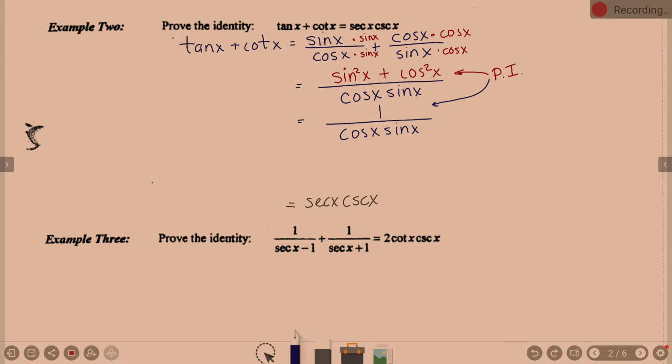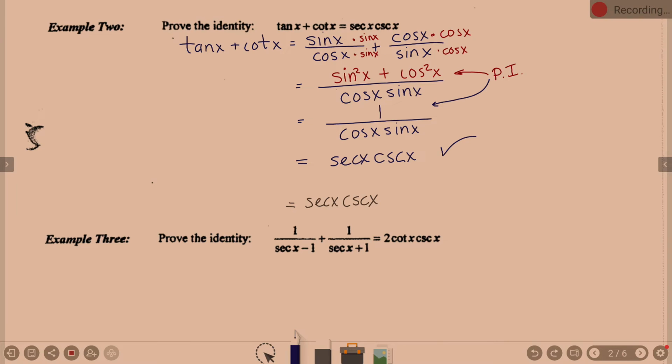Are we basically done? Are we there? And the idea is that a cosine in the denominator... well, the reciprocal of cosine is secant. And because these are multiplying each other, if they were adding, we couldn't do this. But because they're multiplying, we can just flip them up. So the reciprocal of cosine is secant x. The reciprocal of sine x is cosecant x. Did we make it? We made it.